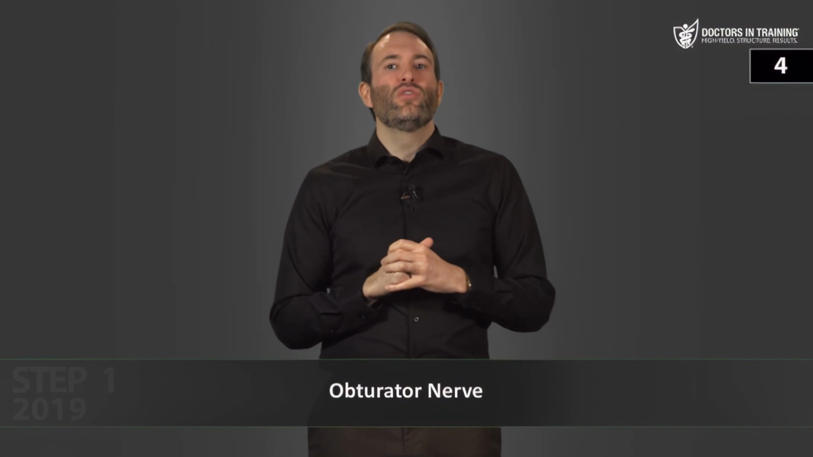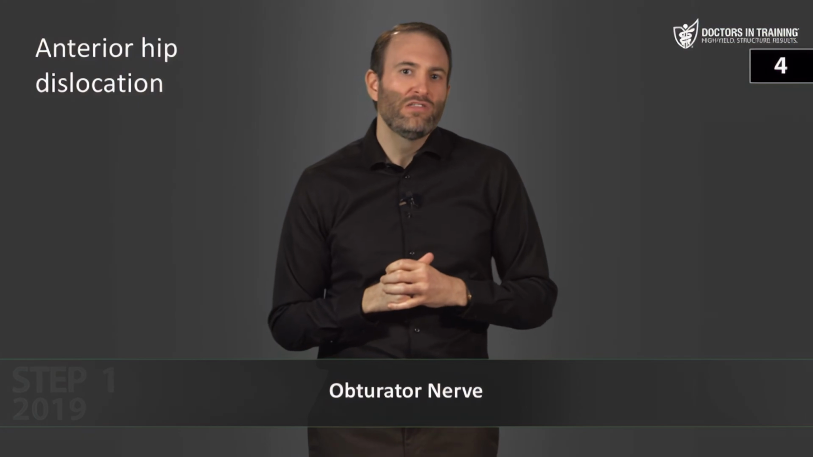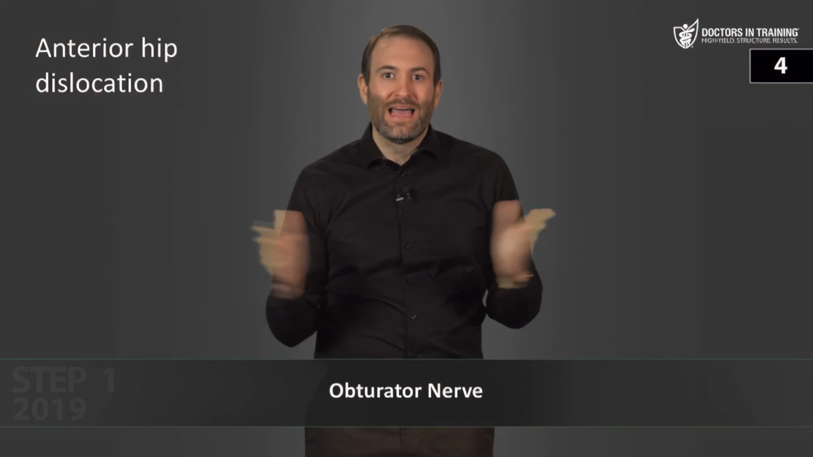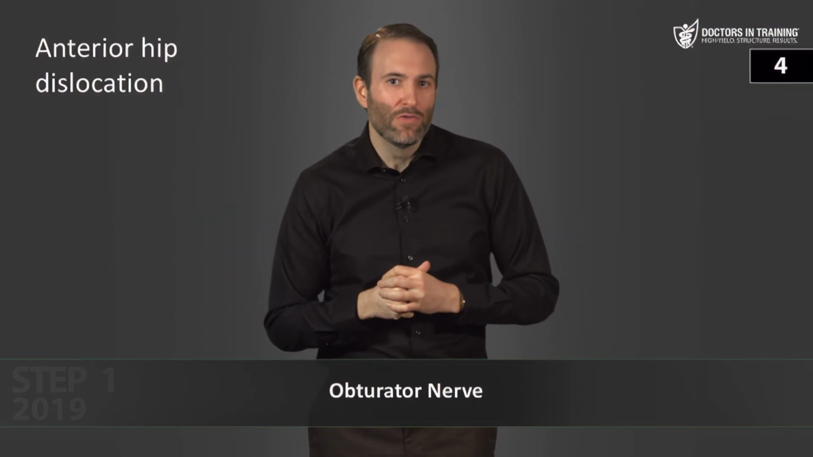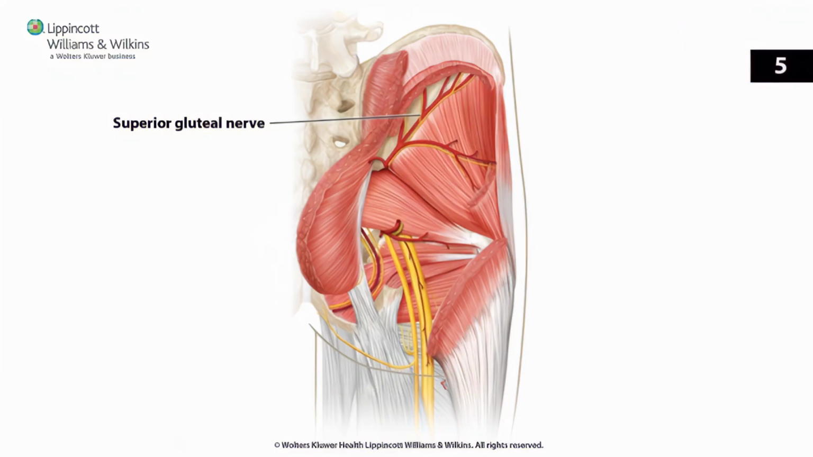So how do you injure the obturator nerve? Well, an anterior hip dislocation can lead to this, and the patient would be left with decreased thigh adduction and decreased sensation on the medial thigh as well. So remember, anterior hip dislocation. Let's move on to the superior gluteal nerve. It's going to innervate the tensor fascia lata, the gluteus medius, and the gluteus minimus. These are involved with hip abduction and medial rotation of the thigh. So hip abduction, medial rotation of the thigh, remember that.